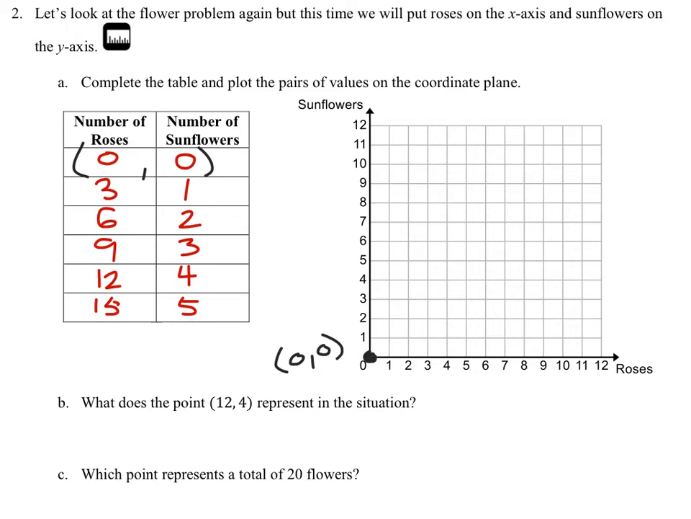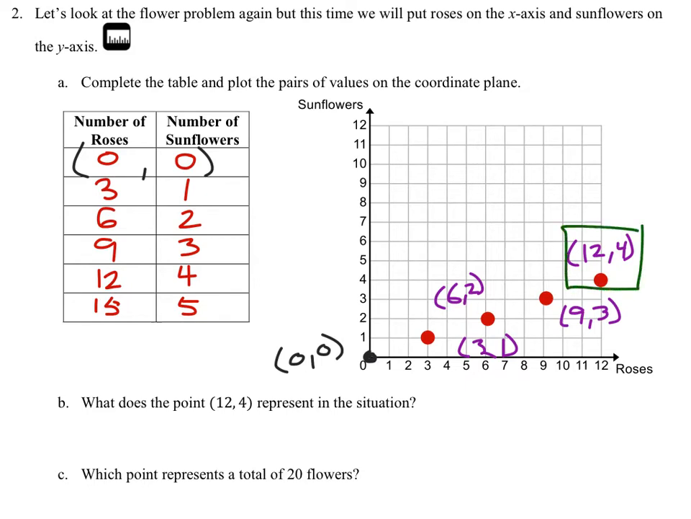0, 0. So let's get those other points on the graph as well. But now we got to label each one of these. So we have all these points, and now they're labeled as well. Now remember, we got to look at these. For example, it asks, what does the point 12, 4 represent on this? That would represent this point right there. Now the 12 is x, which is roses, so that's 12 roses. And the 4 is the y, which is sunflowers, so 4 sunflowers.